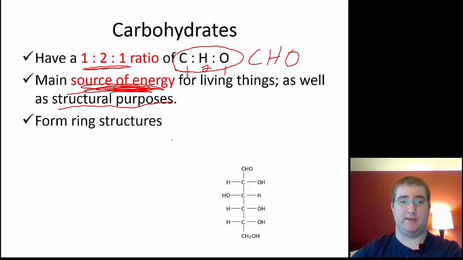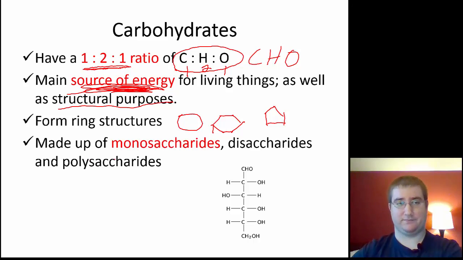What's the actual shape? They form ring structures. A ring does not mean a specific ring like this. Usually a ring will mean like a hexagon shape. That's not a hexagon. There we go. Hexagon shape. Or it could be a pentagon, depending on the sugar. We'll see some better drawings on the next page that aren't my terrible annotations.